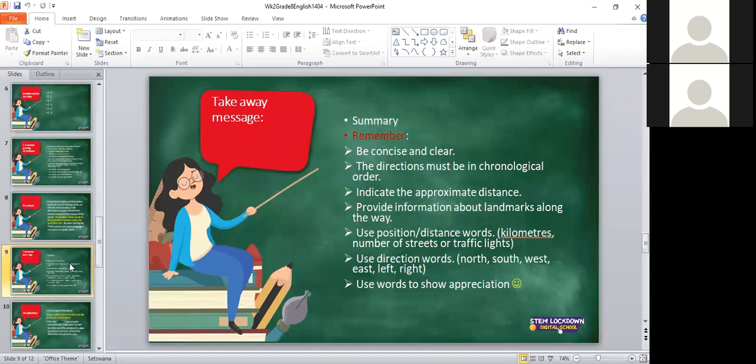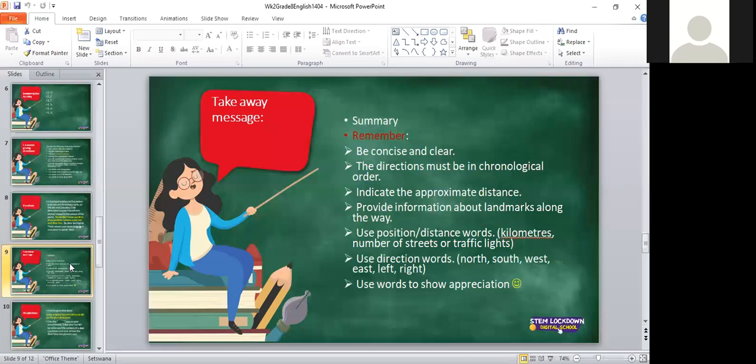You also indicate the approximate distance, right? You also provide information about the landmarks that the person will see along the way. You also remember to use position and distance words, such as you drive or you walk 5 kilometers, you're gonna pass this number of streets, you're gonna pass that traffic light. And like I've already said, you use direction words like north, south, west, east, left, and right. And you also use words to show appreciation.